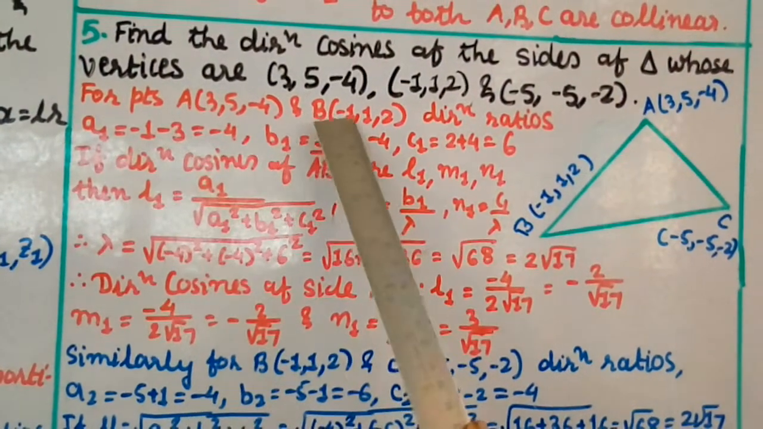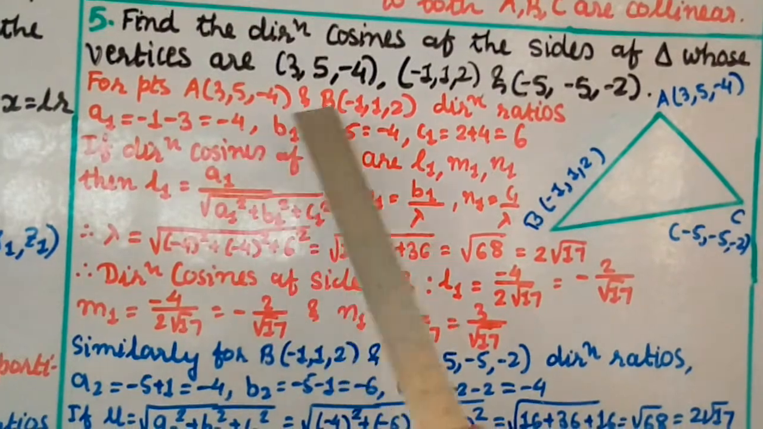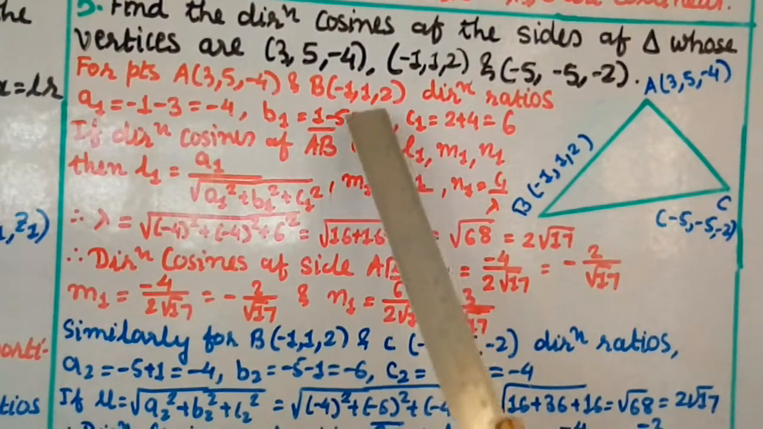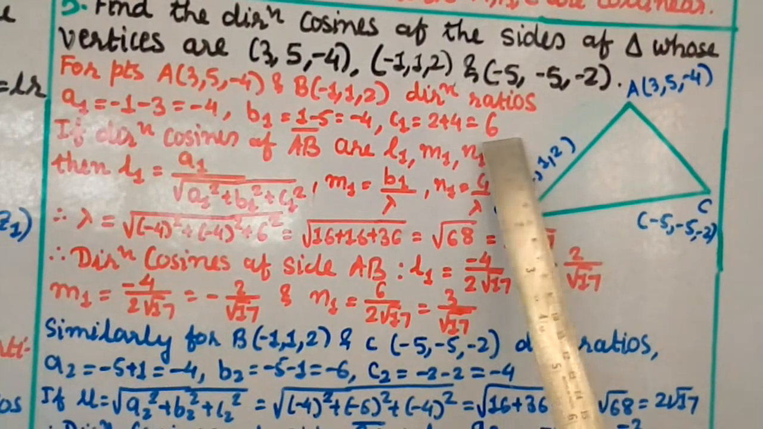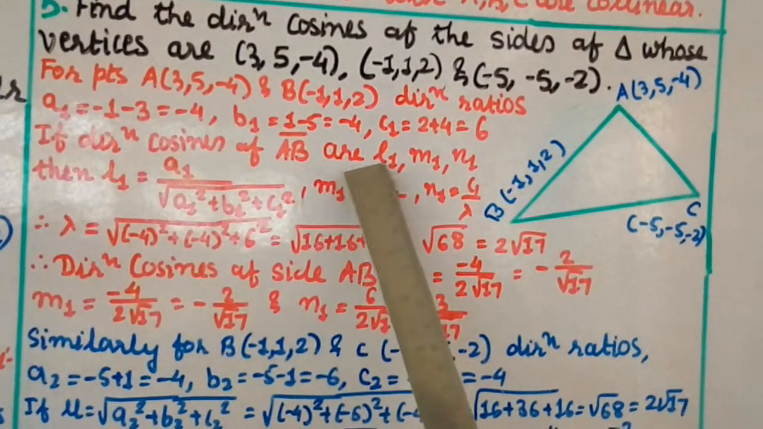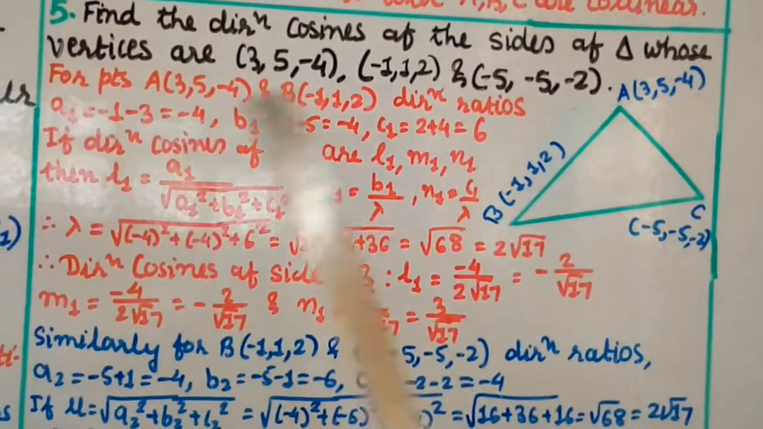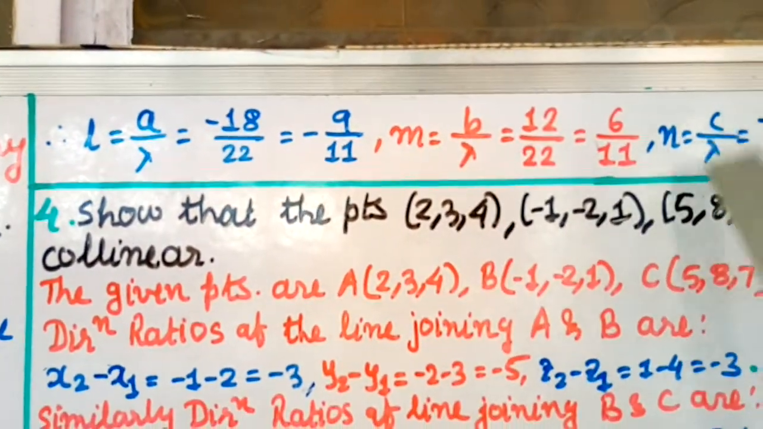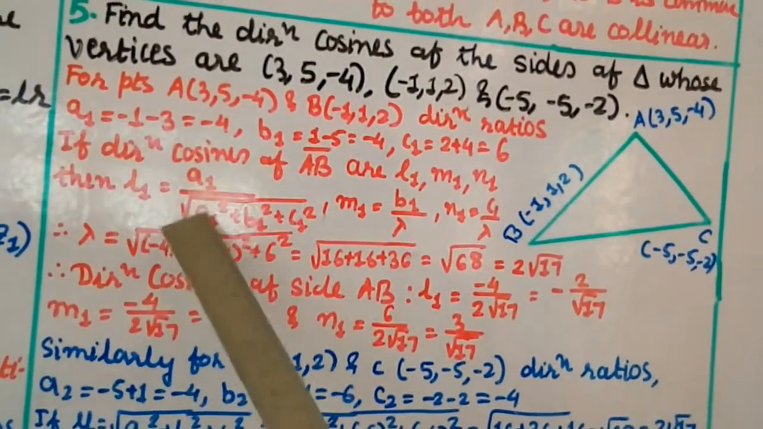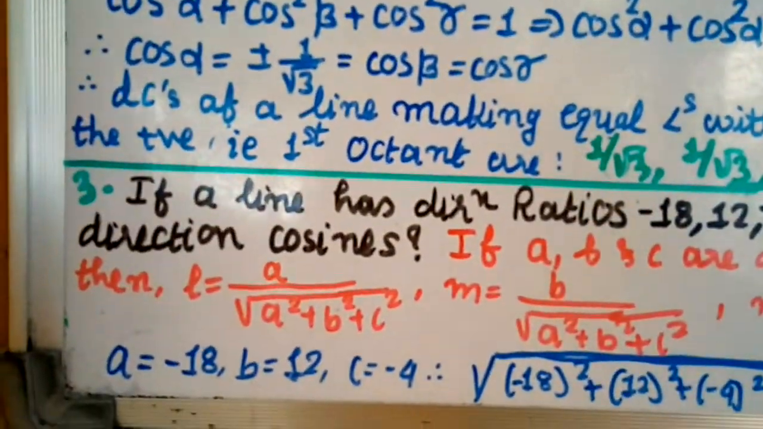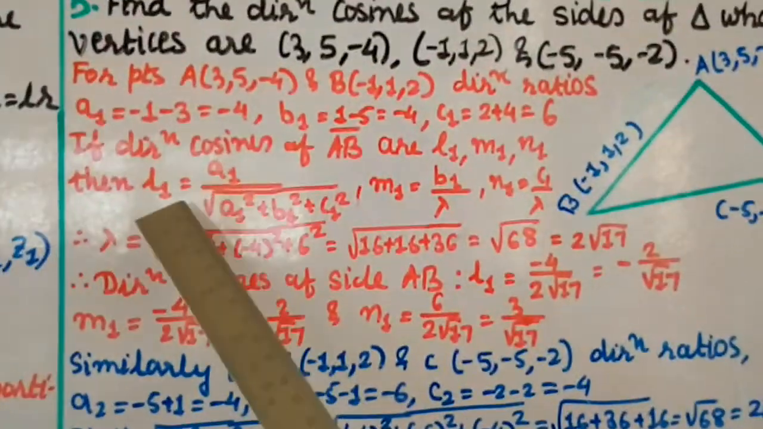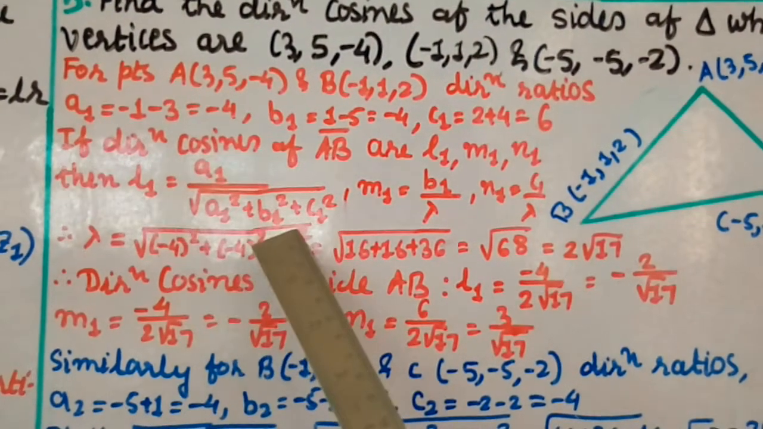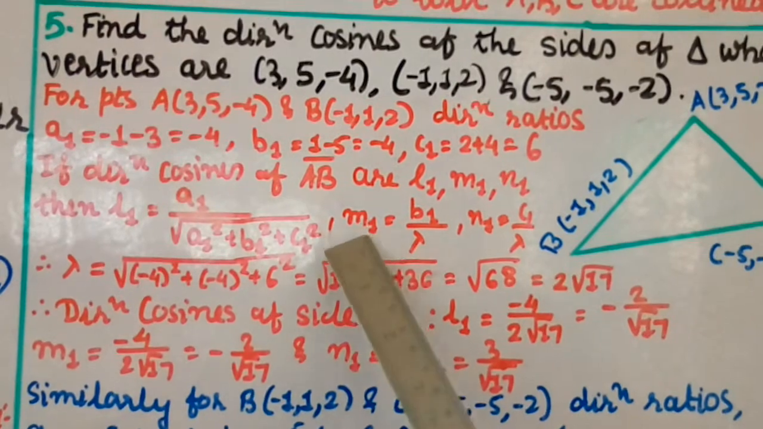So A1 equals minus 1 minus 3, that gives you minus 4. Then B1 is 1 minus 5, that gives you minus 4. And C1 is 2 minus minus 4, that gives you 6. If the direction cosines of AB are L1, M1, N1, we know the formula we used here: L equals A by lambda, M equals B by lambda, and N equals C by lambda. Lambda is the square root of A square plus B square plus C square, which we found earlier. In the same way, L1 equals A1 by the square root of A1 square plus B1 square plus C1 square, and similarly M1 equals B1 by lambda.